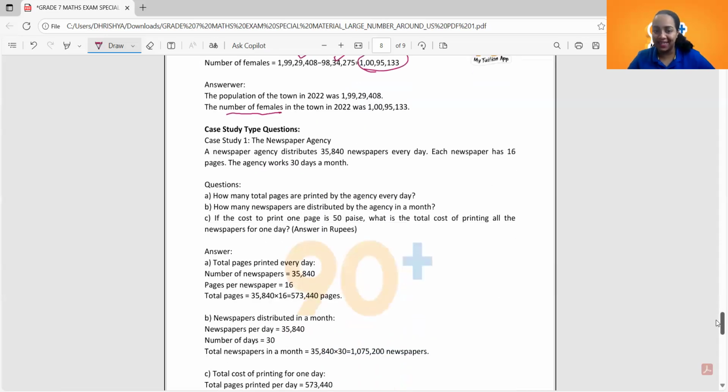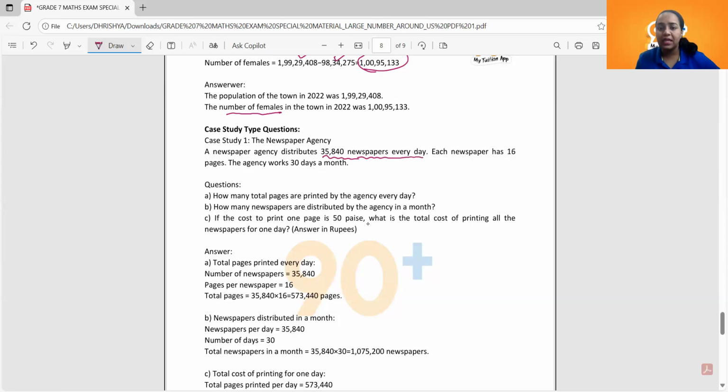Now we have the case studies. The first case study is about a newspaper agency. Always take a case study like a story, okay, that will be more interesting. So, what does the newspaper agency do? The newspaper agency distributes 35,840 newspapers every day.